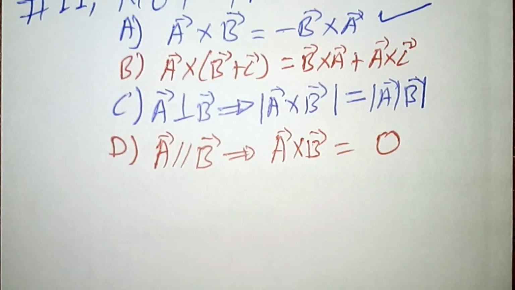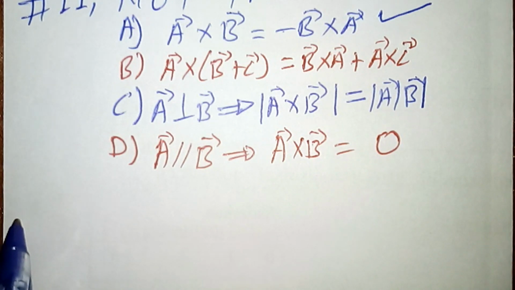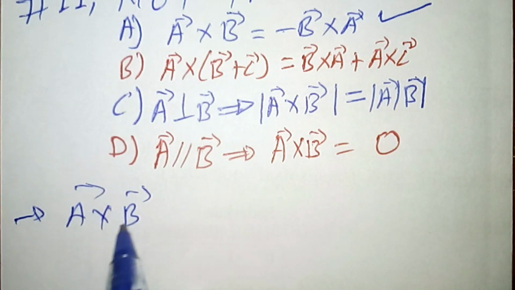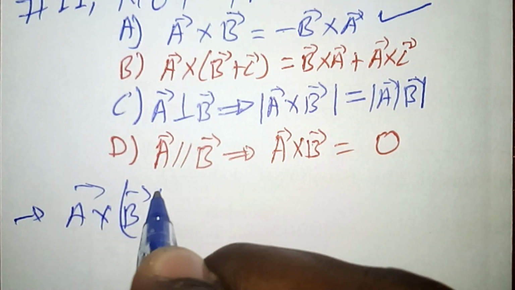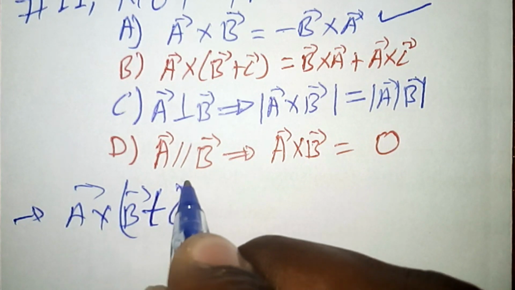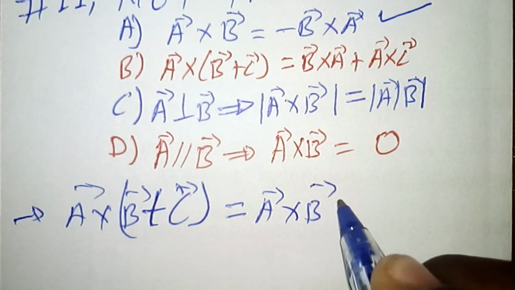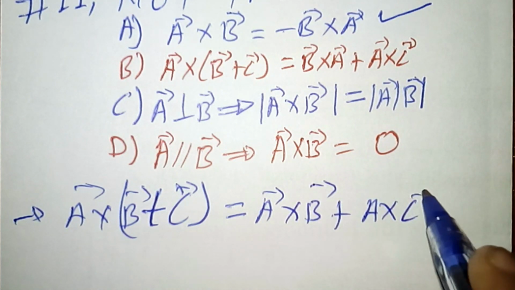Alternative B: A cross (B plus C) equals B cross A plus A cross C. The cross product is distributive, but this is not correct, because A cross (B plus vector C) is equal to A cross B plus A cross C.